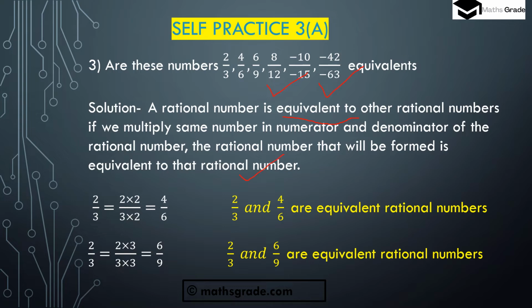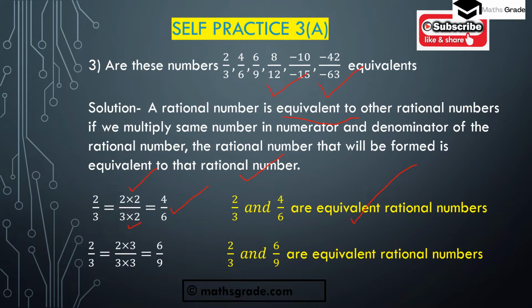So here given 2/3. If we multiply the number 2 in both numerator and denominator, we get (2 multiplied with 2)/(3 multiplied with 2). That is, 2 multiplied with 2 is 4, and 3 multiplied with 2 is 6. So 4/6. Both 2/3 and 4/6 are equivalent rational numbers.